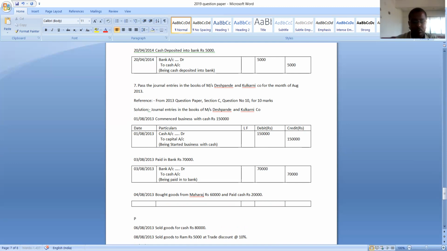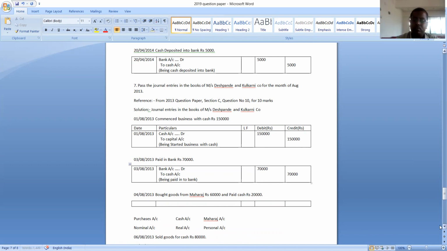Bought goods. So which account? Bought goods is a purchases account. So one account is a purchases account. Another account is you paid him some cash, so another account is a cash account. From whom you have purchased? You have purchased it from Maharaja's account. So like this, three accounts will come. Purchases account is which account? It is a nominal account. Cash account is which account? It is a real account. Maharaja account is which account it is? It is a personal account.